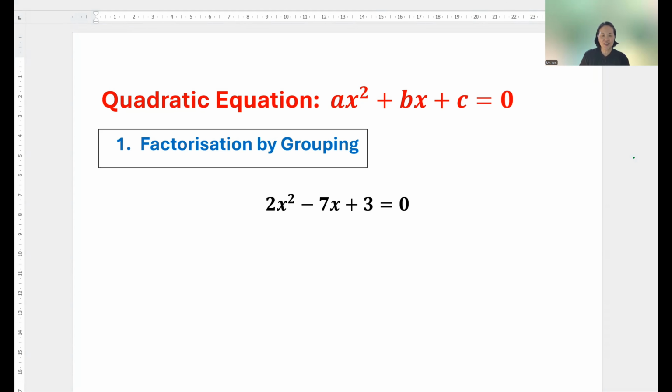Most students don't lose marks in quadratics because they can't solve them. They lose marks because they pick the wrong method. I will show you how to choose the right method every time. Let's look at this example.